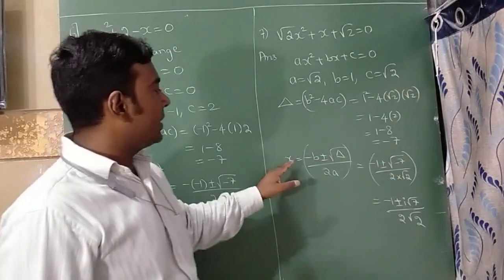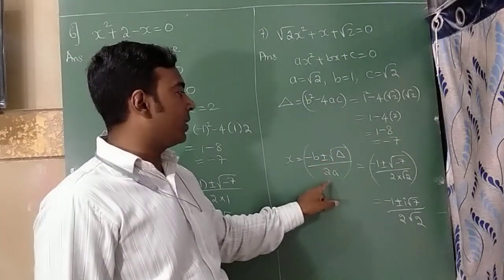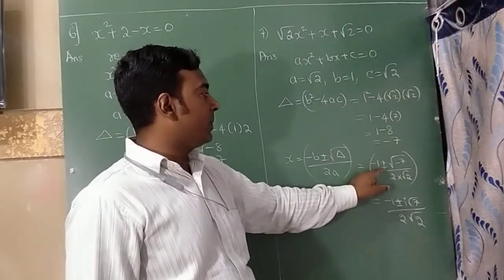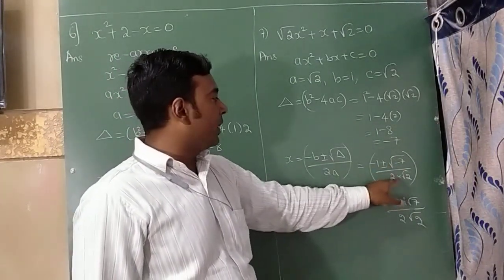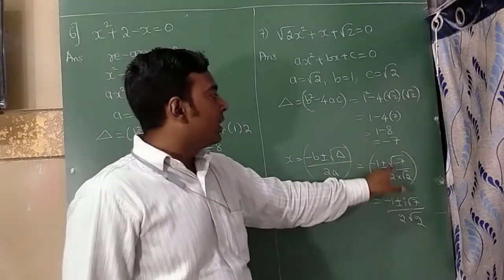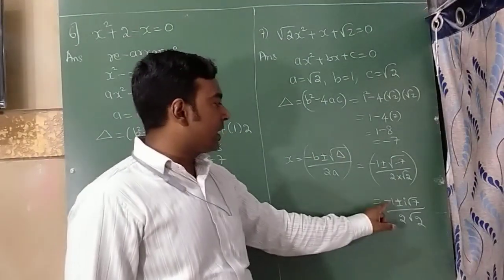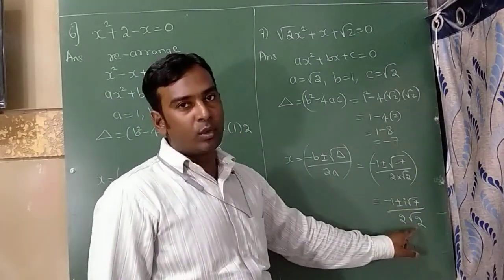The actual formula is x is equal to minus b plus or minus square root of delta divided by 2a. The b value is 1, so minus 1 plus or minus square root of minus 7, the delta value, divided by 2 into a value, which is root 2. Now as I have told you, i means root of minus 1, so the final answer will be minus 1 plus or minus i root 7 divided by 2 root 2.